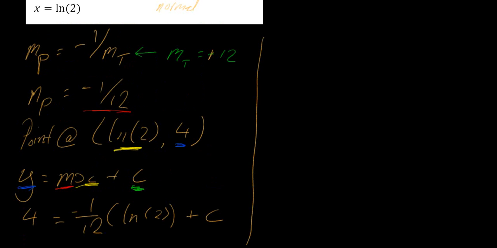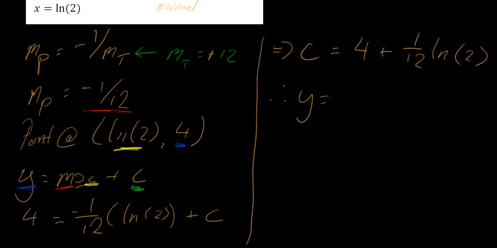Okay. Oh, running out of space. Just use this part over here. So we know c is 4 plus 1 on 12 ln2. And if you want to find the equation of your line, you simply say that y is equal to, well, just this over here, except you plug in your values of m and c. So m is negative 1 on 12, x, and you want to add c, so plus 4 plus 1 on 12 ln2. Okay, there we go.